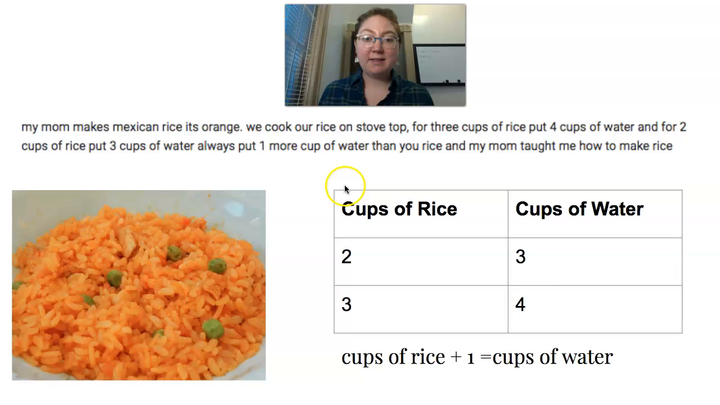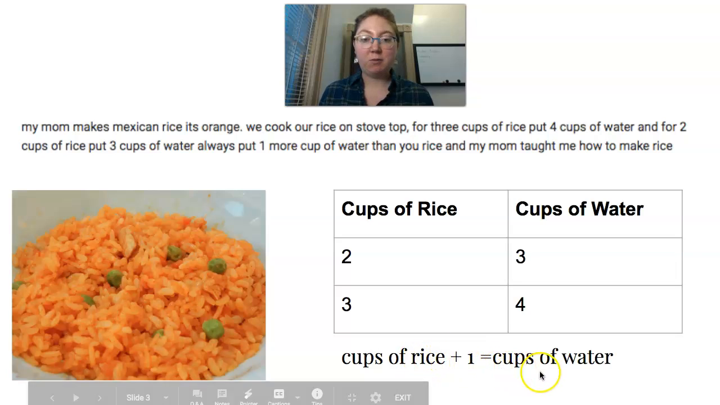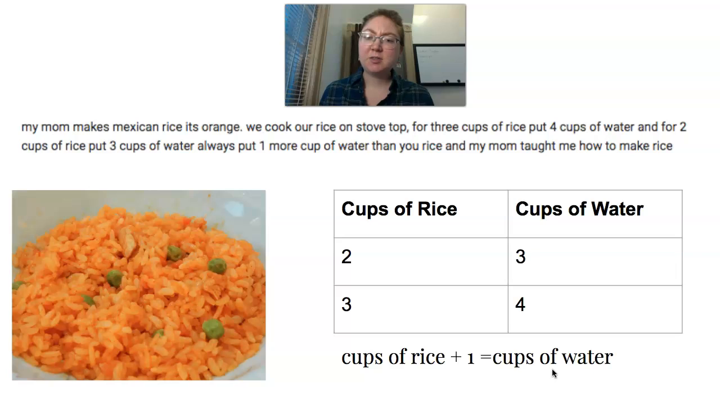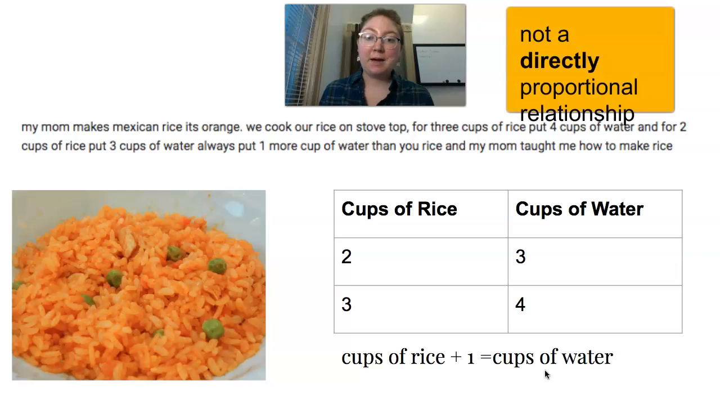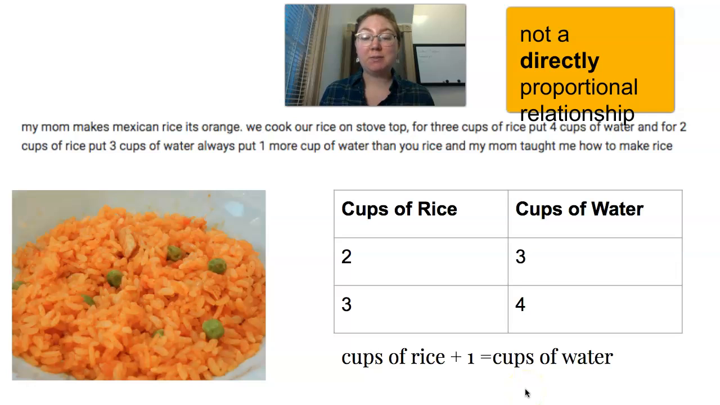So here we can see in this table that's showing the relationship. For every cup of rice, you would add 1 to get how many cups of water you need to add. So we're learning about proportional relationships this week. Is this a proportional relationship? How do you know? So this is not a proportional relationship because we're just adding 1. When we're thinking about proportional relationships, we're thinking about multiplication.